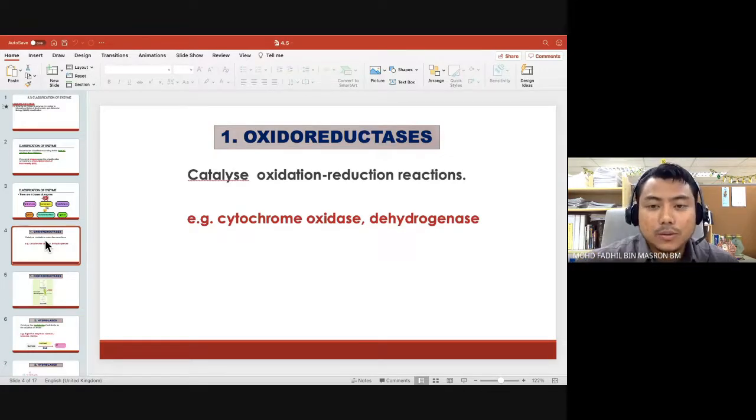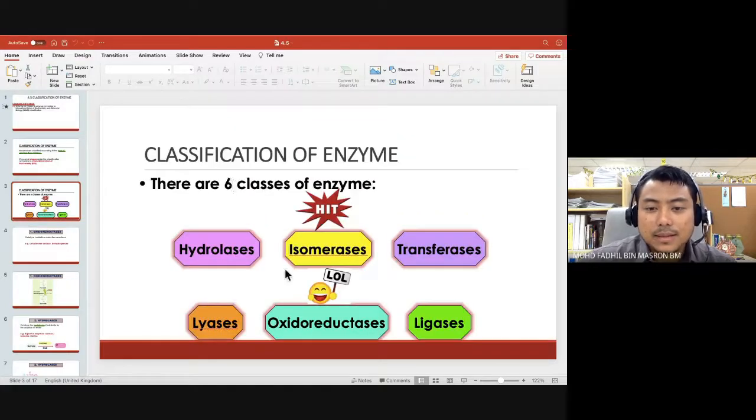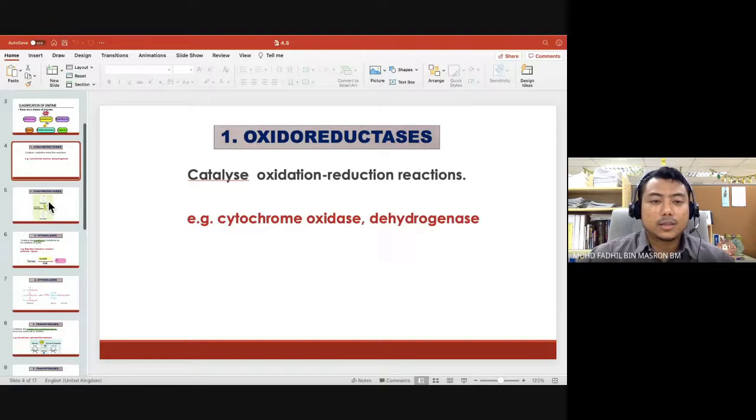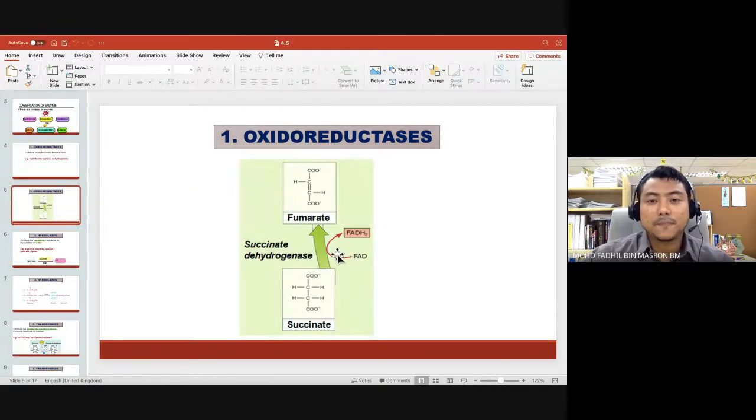So namanya pun, okay, you see, look dekat hujung tu, belakangnya semua ada ases. Ases tu bermaksud referring to the enzyme lah. So oxidoreductases, bila oxidoreductase, maksudnya korang pernah belajar dalam chemistry oxidoreduction, maknanya ada oxidation dan ada reduction reactions. So contoh-contoh enzimnya adalah cytochrome oxidase dan juga dehydrogenase. So maknanya these two enzymes akan melibatkan oxidation and reduction. So apa itu oxidation? Remember, oxidation is losing electron, reduction is gaining electron.